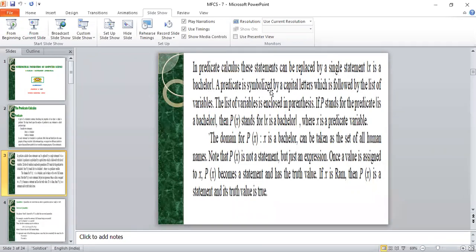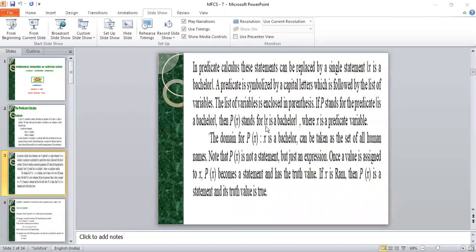A predicate is symbolized by a capital letter which is followed by the list of variables. The list of variables is enclosed in parentheses. If P stands for the predicate "is a bachelor", then P(x) stands for "x is a bachelor".